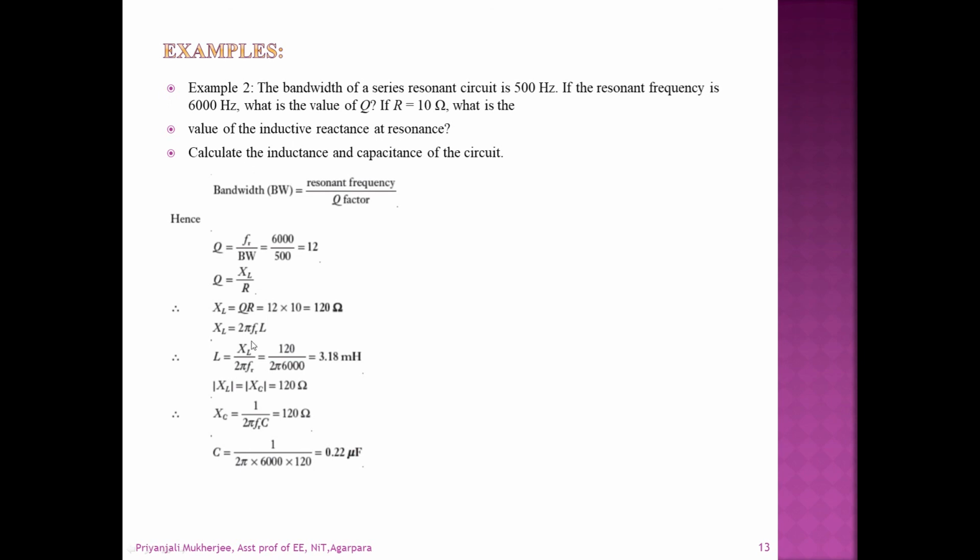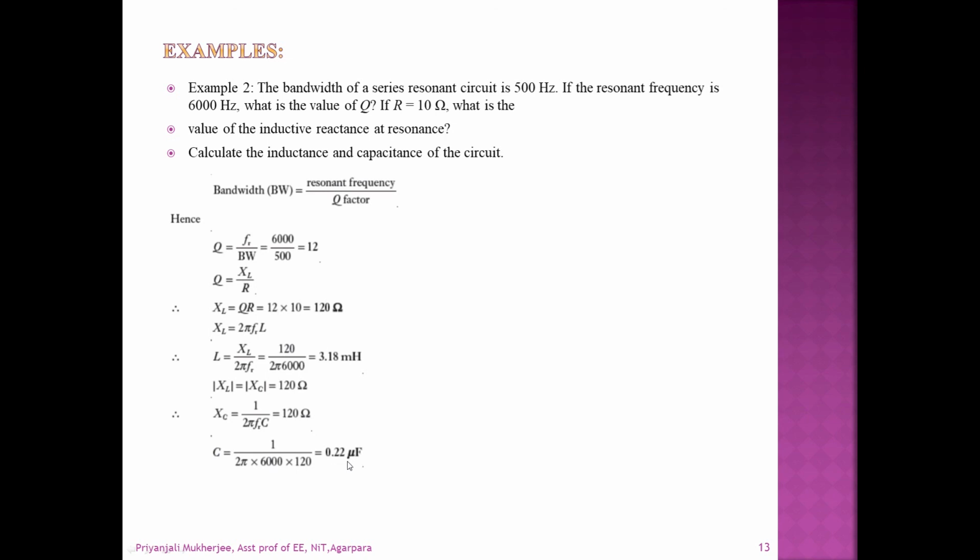And the value of inductive reactance, that is XL, is equal to 2 pi FL and equal to Q into R. So equating these two, we can find out the value of L, that is 3.18 millihenry. And at resonating condition, XL is equal to XC, so XC also becomes 120 ohm, and XC is equal to 1 by 2 pi FC. From this equation, we can say C is equal to 1 by 2 pi F into XC. So putting in the values, we can find out the value of C, that is equal to 0.22 microfarad.